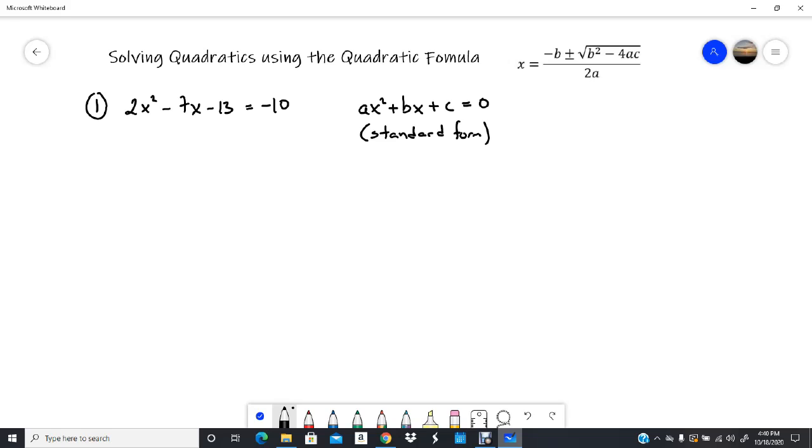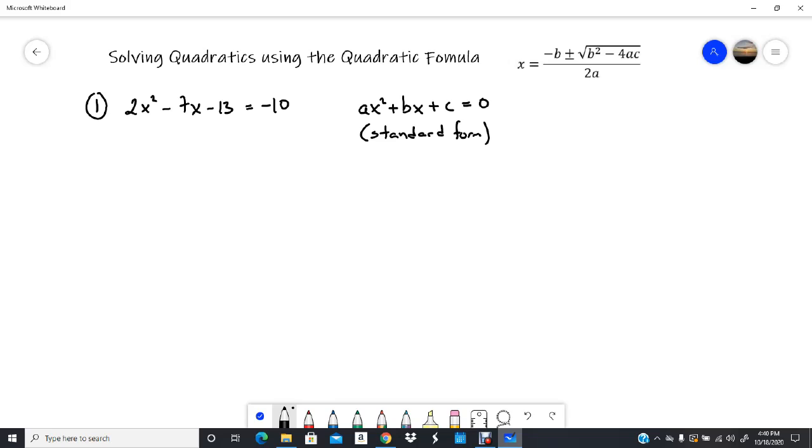In this video we're going over quadratics, solving quadratics using the quadratic formula. As we all know, the quadratic formula is x equals negative b plus or minus the square root of b squared minus 4ac, all over 2a. Let's take a look at this question.